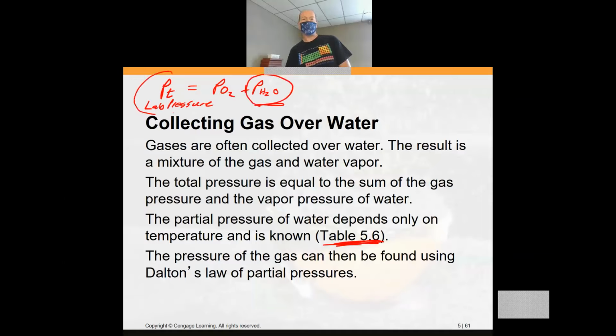I am going to post the pressure of the day on the board. You will look up your pressure of water from table 5.6 and your temperature that you will read on your thermometer. Then the math here is you take your total pressure minus the pressure of water, and that's going to equal the pressure of your oxygen gas.